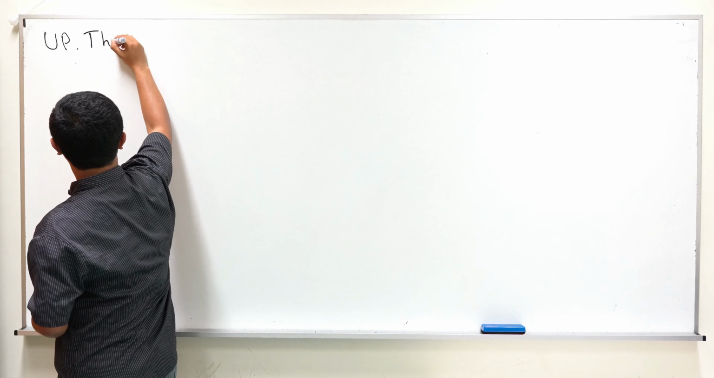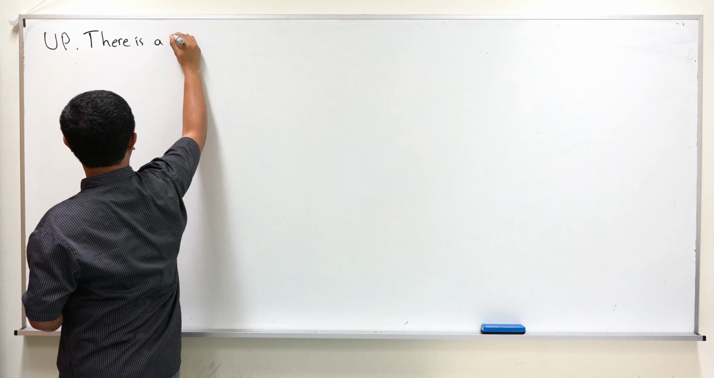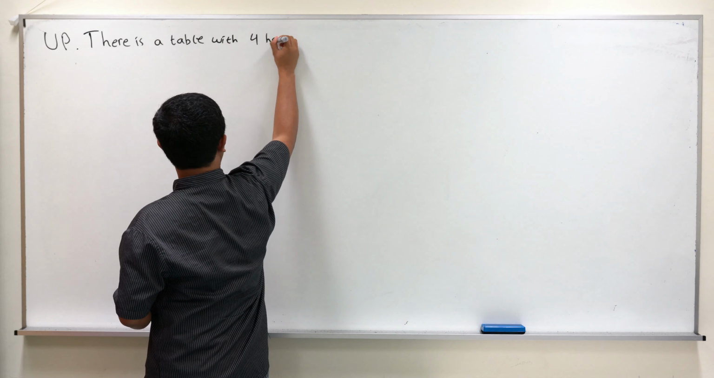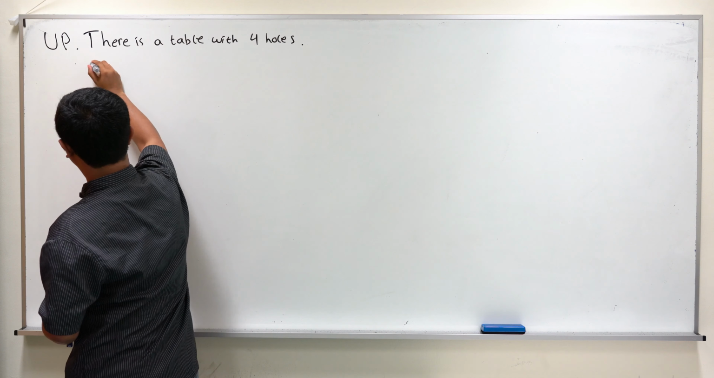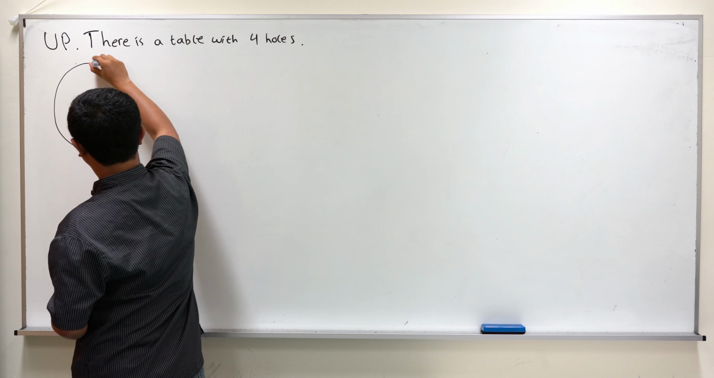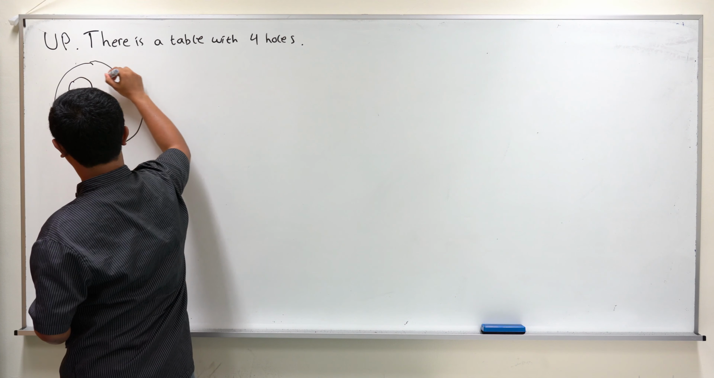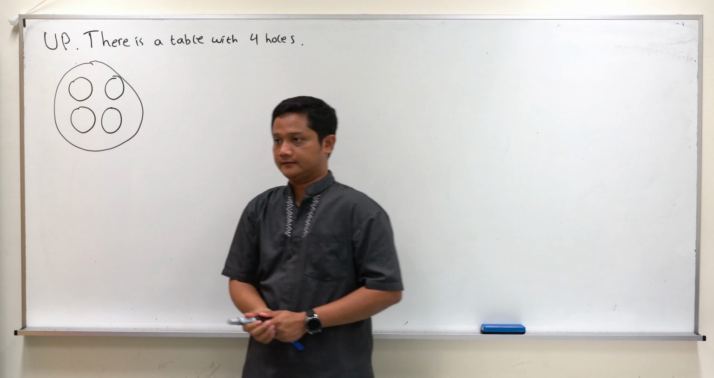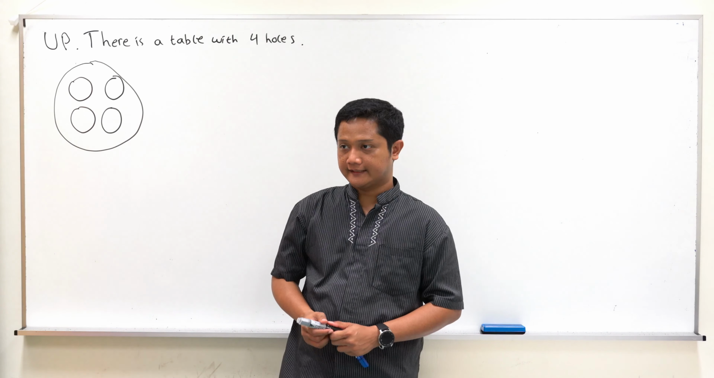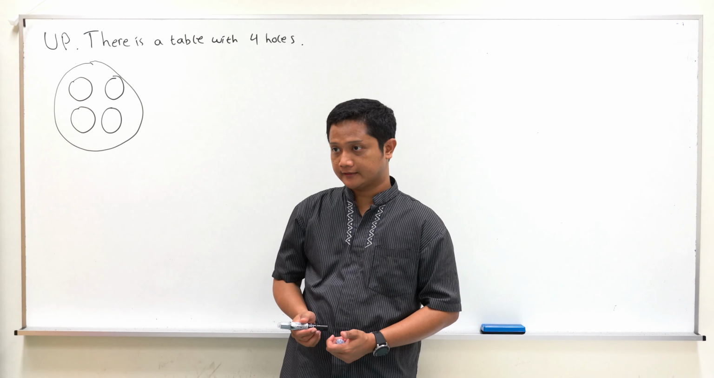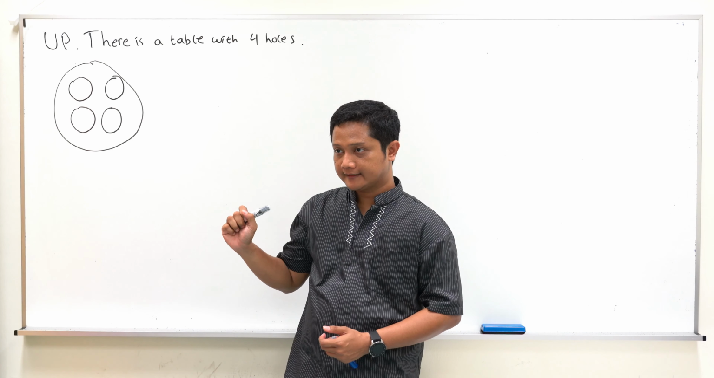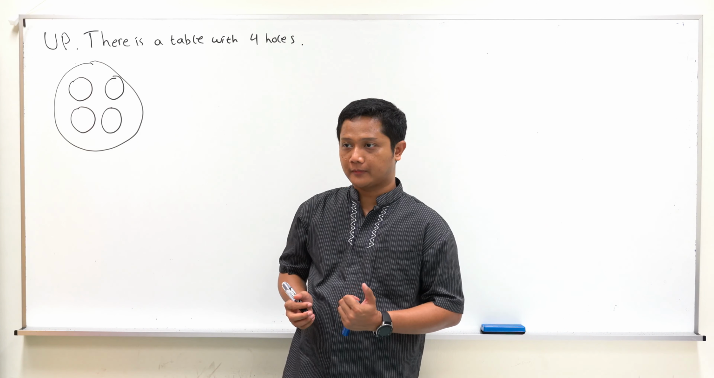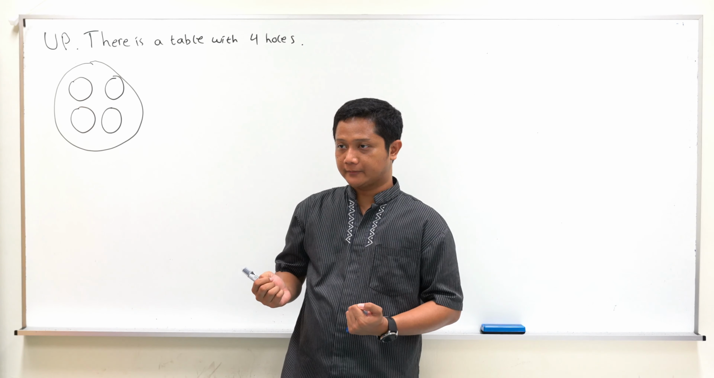So we have a table with 4 holes. For example, if I draw the table and then there are 4 holes, a wine glass is inserted into each of these holes. Okay, so we have 4 wine glasses. When all wine glasses are in the same orientation, that is all top up or all bottom up, the light comes on and the party begins.